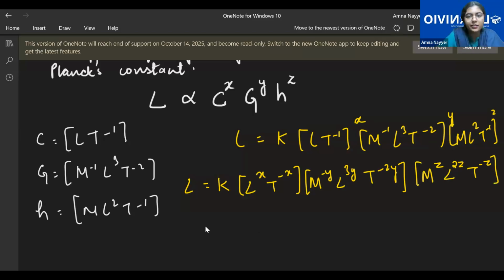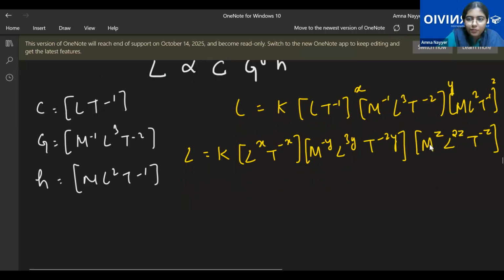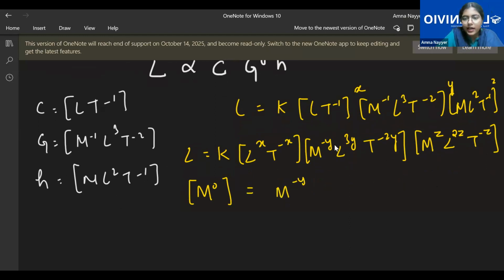Now let's compare the sides. Mass from this side, mass from this side. Here no mass is there, so here we have m to the power 0 on the left side. Let's see here. Yeah, here we have two masses. Bases same, power will be added up. So minus y and this is plus z. So we can say one thing: z minus y is equal to 0.